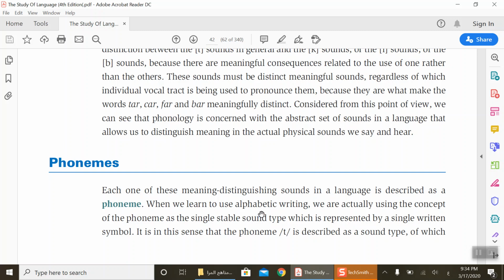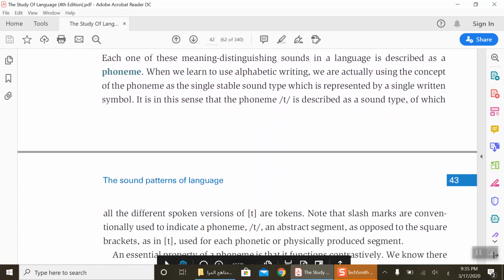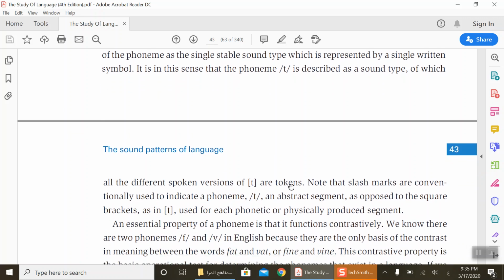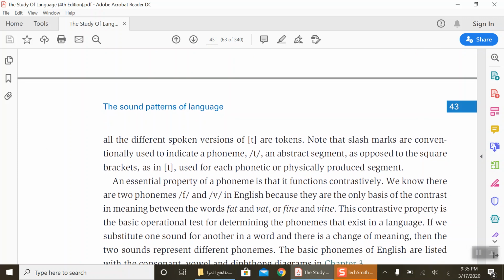When we learn to use alphabetic writing, we are actually using the concept of the phoneme as the single stable sound type, which is represented by a single written symbol. It is in the sense that the phoneme t is described as a sound type of which all the different spoken versions of t are tokens. Note the slash marks, you are familiar with these. These two slashes refer to phoneme, and the brackets here refer to phonetic or physically produced segment.